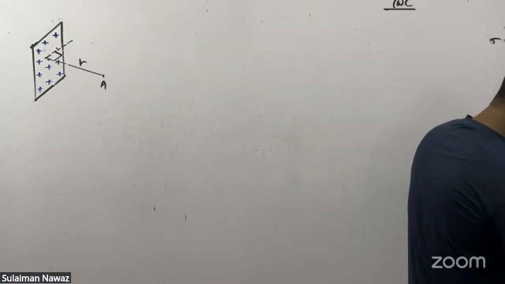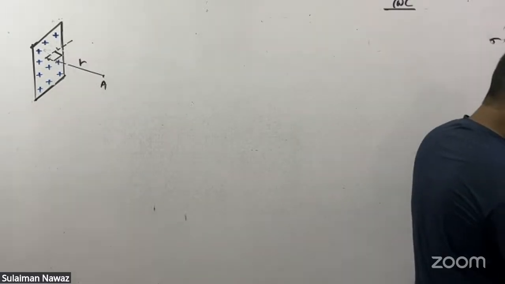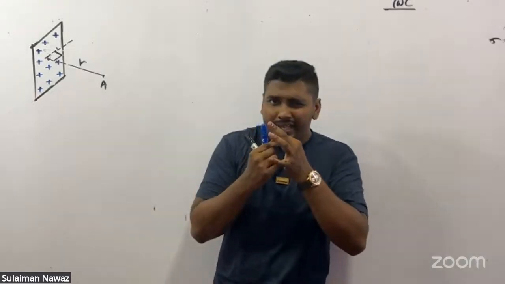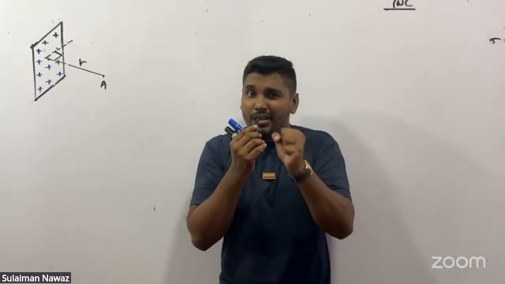Right. In this case, now what would be the shape of your Gaussian surface? Any idea? How many of you can answer my question? What can you say about the Gaussian surface?